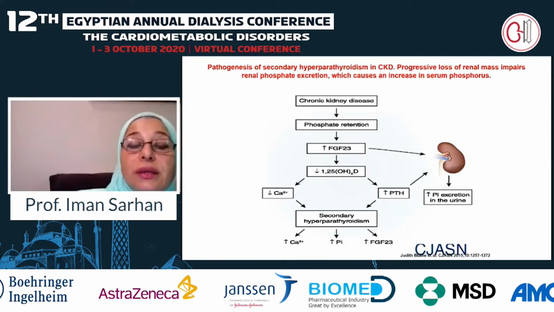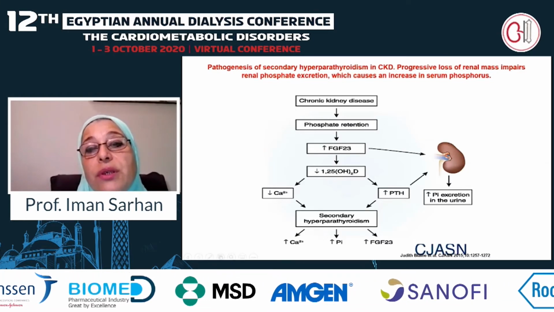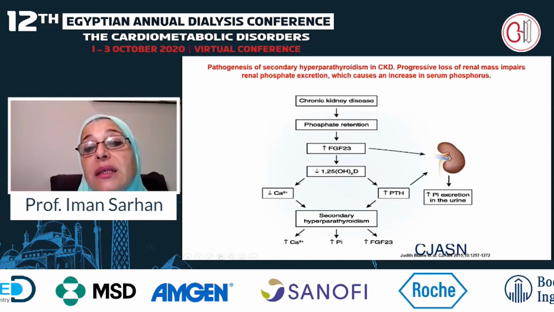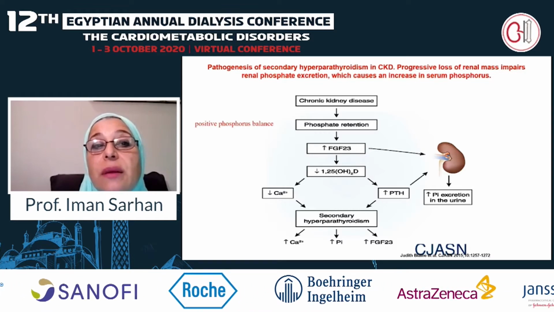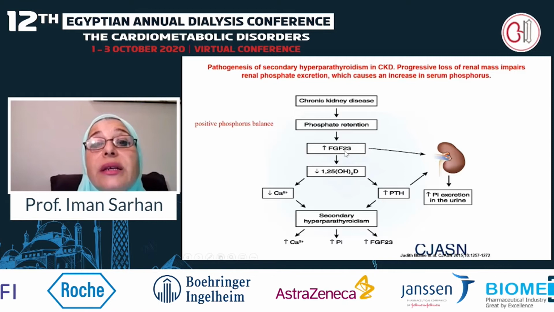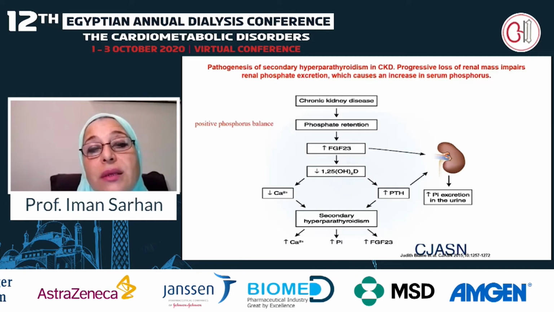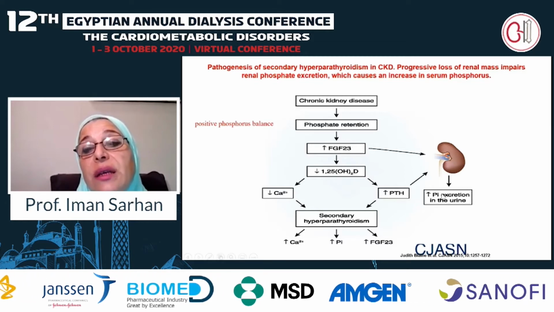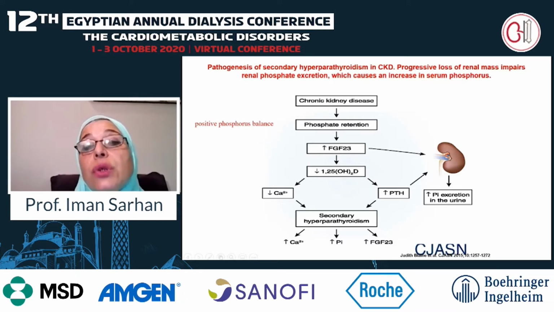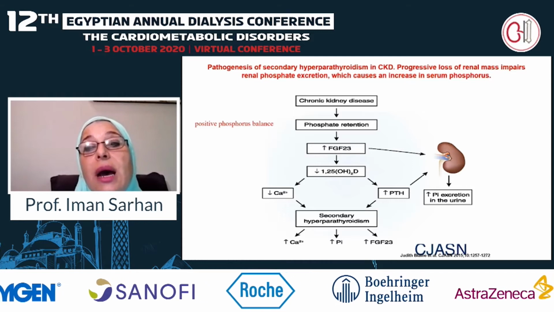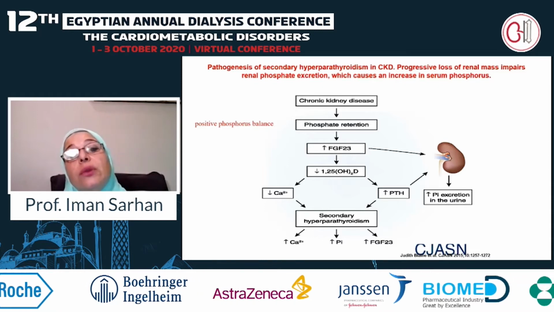In chronic kidney disease, we have phosphate retention. This is the most important step, which comes from the decreased phosphorus excretion from the kidney. And this will disturb the phosphorus balance. This will increase the phosphorus, so it will increase the FGF23. And this FGF23 goes to the kidney, trying to increase the excretion of phosphorus in the urine, so it will help to correct the hyperphosphatemia. At the same time, it decreases the 1,25 hydroxycholecalciferol.